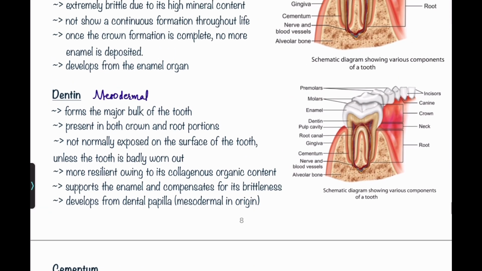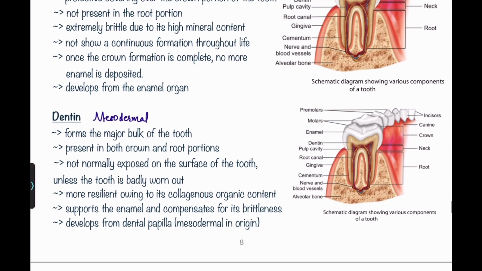Dentin. It forms the major bulk of the tooth. It is present in both crown and root portions. It is not normally exposed on the surface of the tooth unless the tooth is badly worn out. Dentin is more resilient owing to its collagenous organic content, supports the enamel and compensates for its brittleness. It develops from the dental papilla and it is mesodermal in origin.